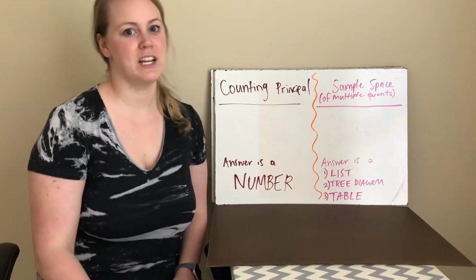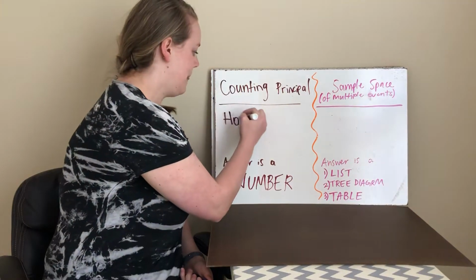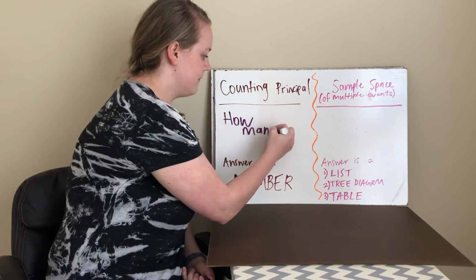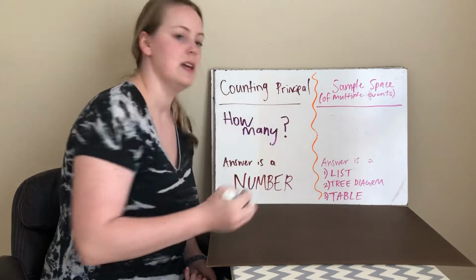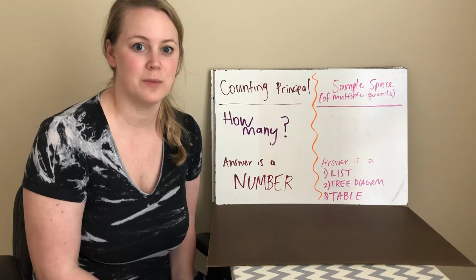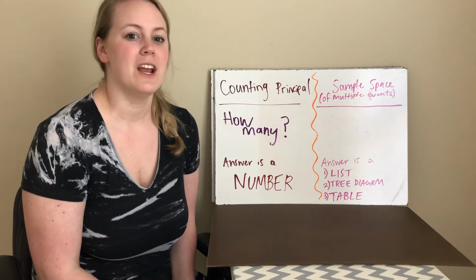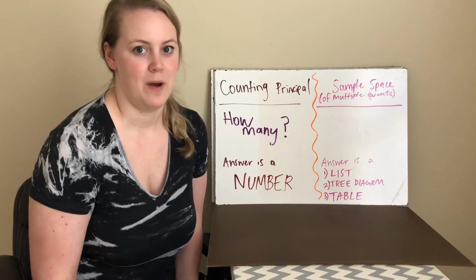Now there's two different types of questions that you could be asked. You could be asked how many. If you're asked how many, you're going to use a method called the fundamental counting principle, and your answer will be a number. You may also be asked, what are the possible outcomes?